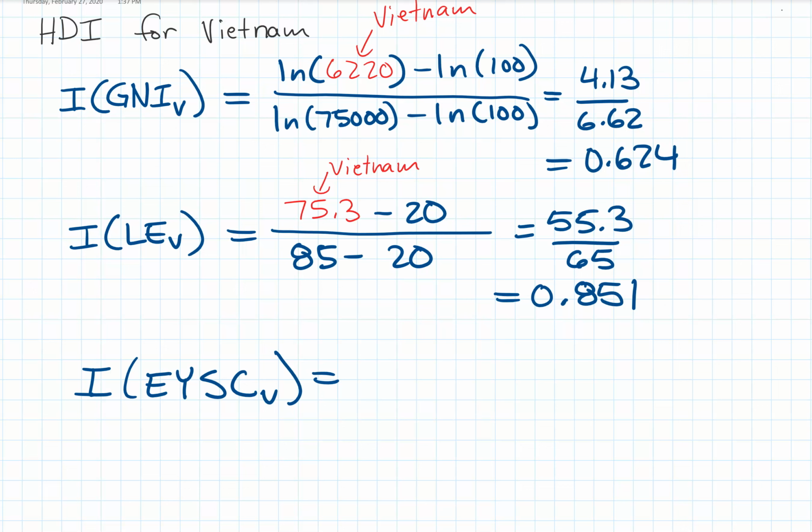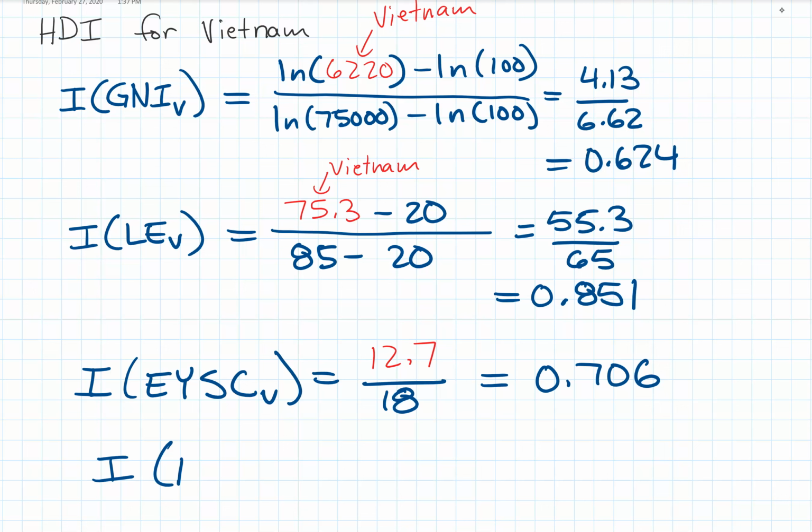So expected years of schooling for children, on top, is going to be 12.7. That's the number for Vietnam, and we're comparing it to 18. And remember, we're not going to let anything go over 1, so if it had been more than 18, we would have just put 1 here. And this is going to be 0.706.